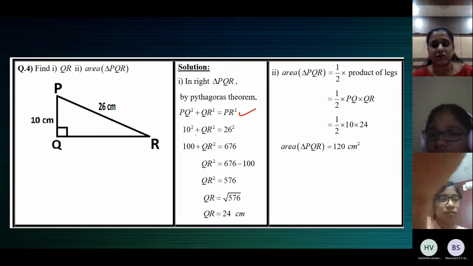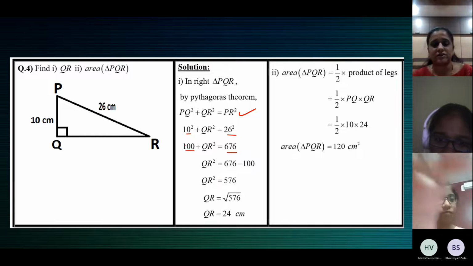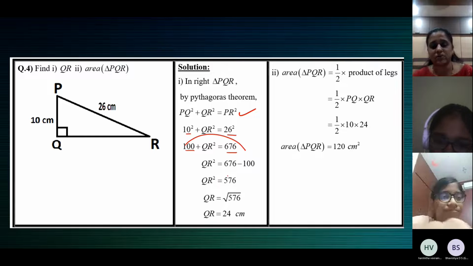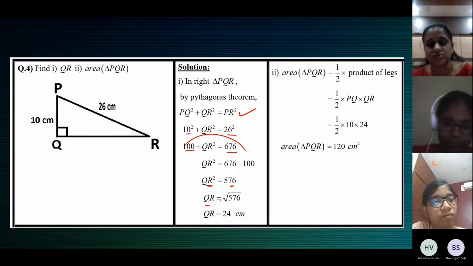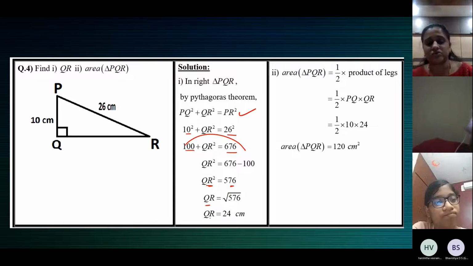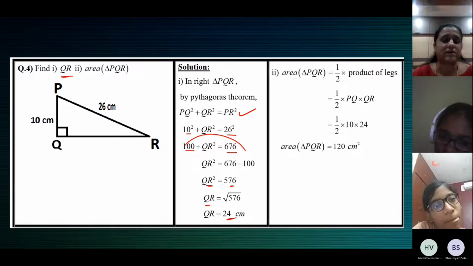You'll have to substitute the values. So substitute the values like this. Square them. Then take this to the other side. Transpose. So you get QR square is 576. QR is equal to the square root of 576, which is 24. Now we found QR. We answered the first part of the question.